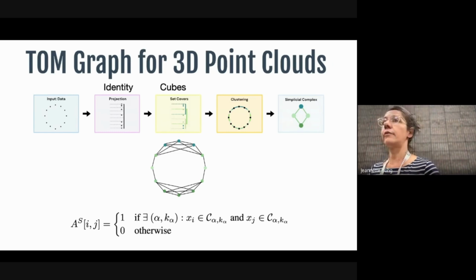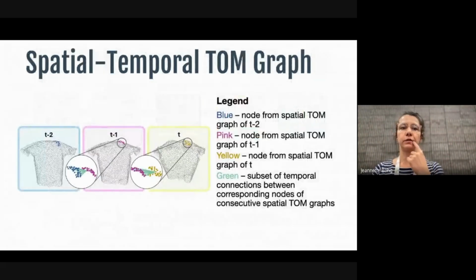Then for the covers, we use overlapping cubes. We split the whole point cloud into cubes that are slightly overlapping with each other, and the amount of overlap is also a hyperparameter we have to choose. That's how we get this TOM graph for 3D data and for this particular point cloud data. And this is how this looks.